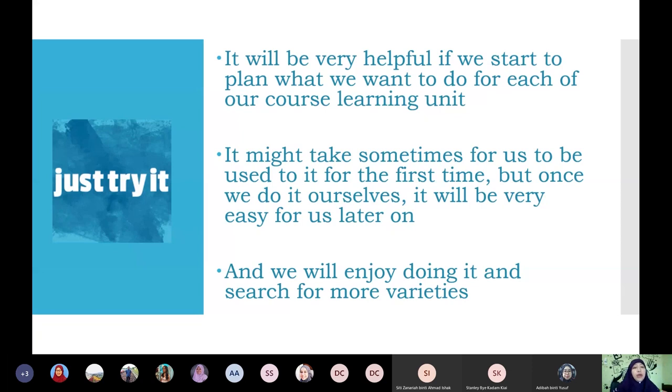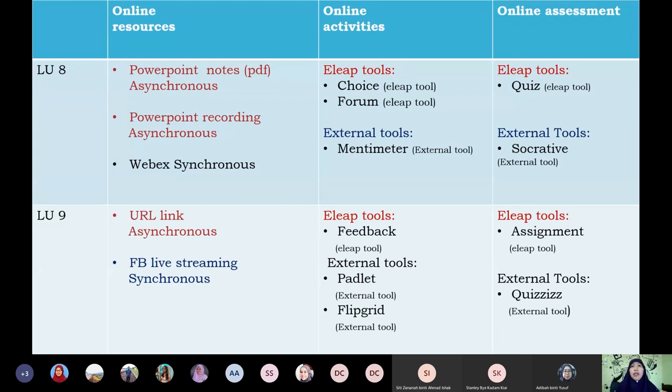Right, point is, let's just try it, okay? Right, this is how it looks like. If you want to plan, we have the three main components, which is the online resources, online activities, and online assessment. So this is the learning unit 8. I start with learning unit 8 and learning unit 9. Yeah, and then we go on with learning unit 10, learning unit 11, and so on.